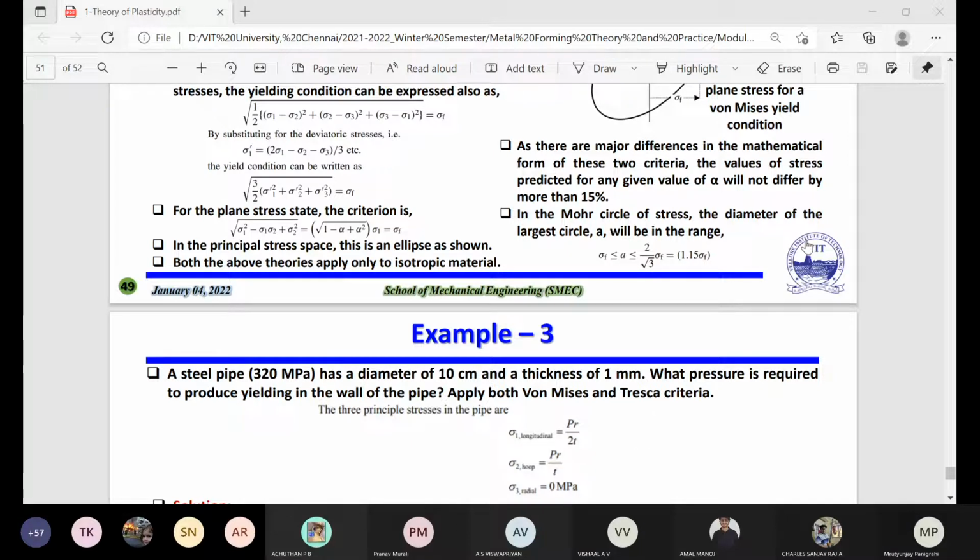Yes, sir, 1 second. Sir, it would be sigma 1 minus sigma 2 whole square plus sigma 2 minus sigma 3 whole square plus sigma 3 minus sigma 1 whole square is equal to 2 into S by T by N whole square. But this is the von Mises criteria. Yes, sir. Okay, so how much is it coming? Yes, we're calculating. Others, please calculate too.